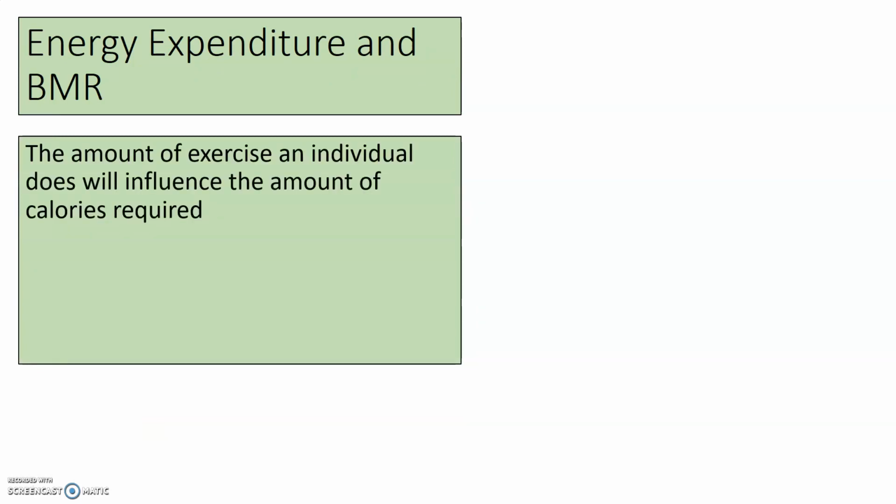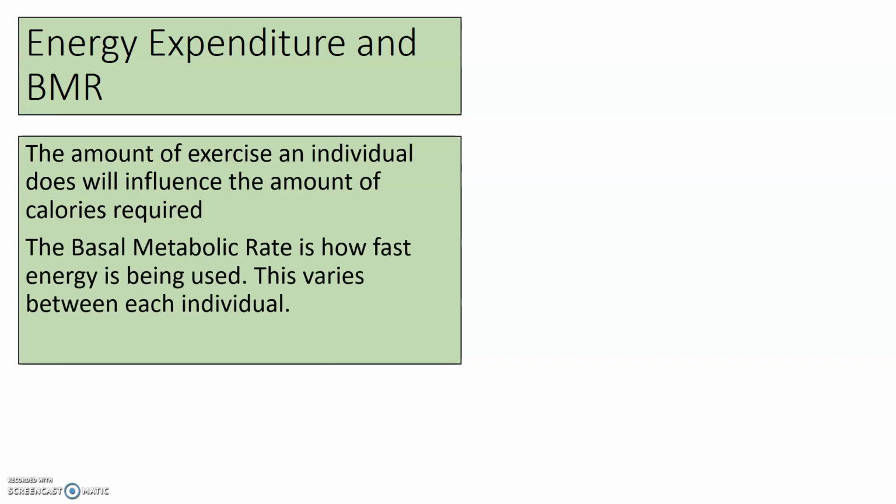So ultimately, the amount of exercise that an individual does will influence the amount of calories we take in. So if we're generally an active person, if we're, for example, a swimmer who has to train in the morning at 5:30, 6 o'clock in the morning, and then even after school or after work, train again, they're going to require more calories, okay, because they're training so much.